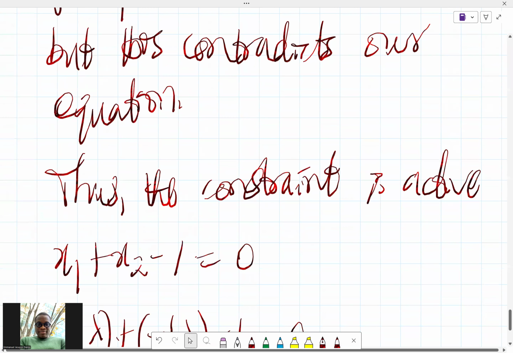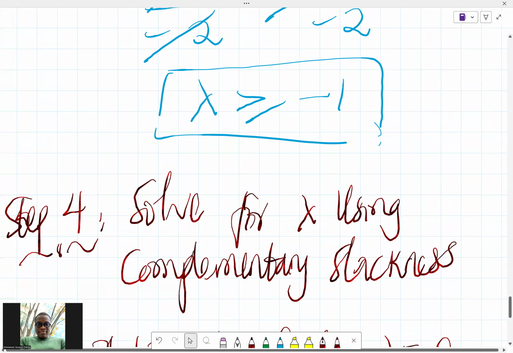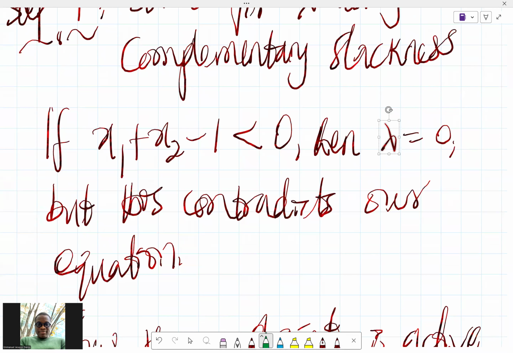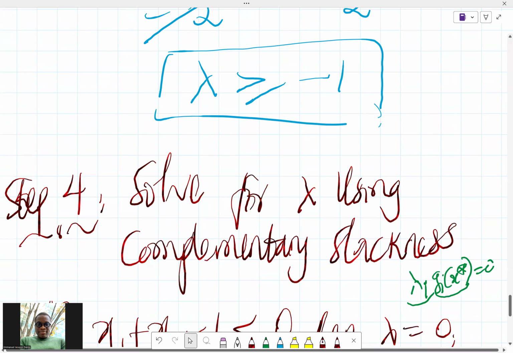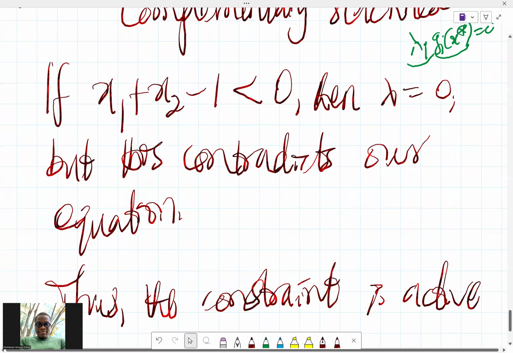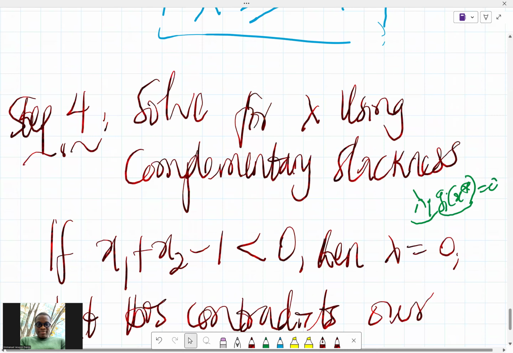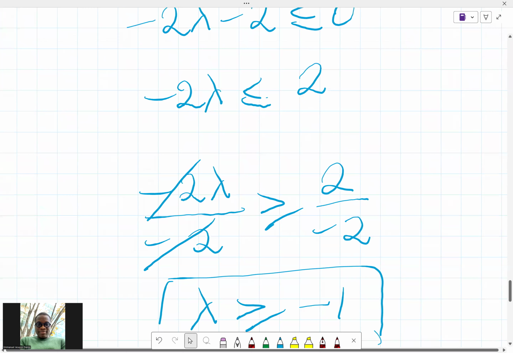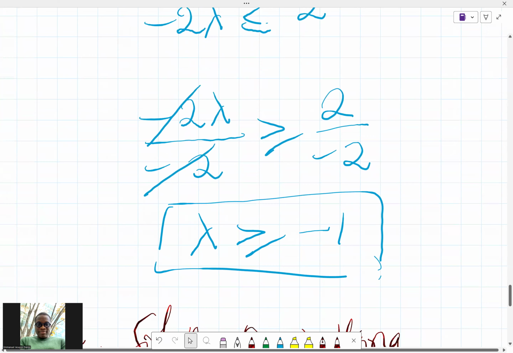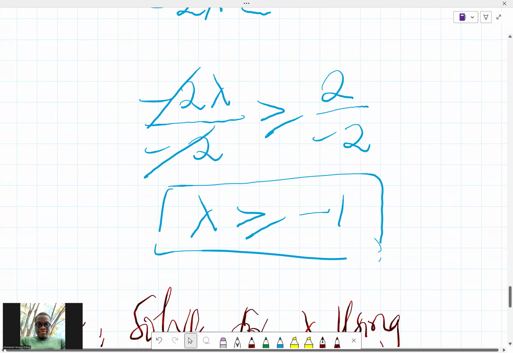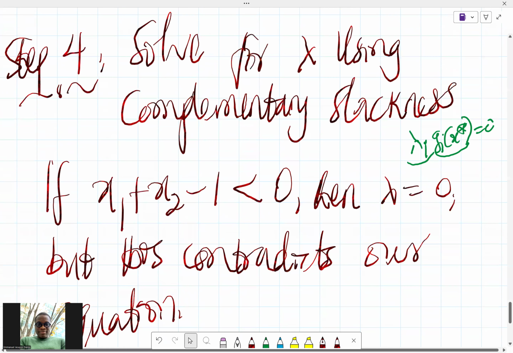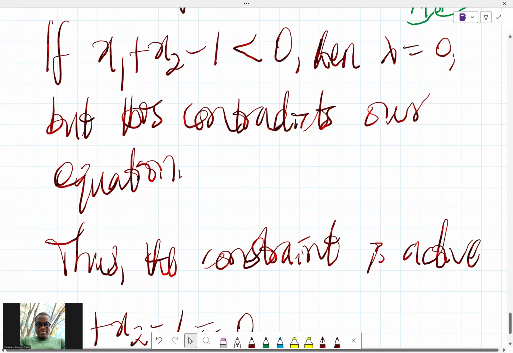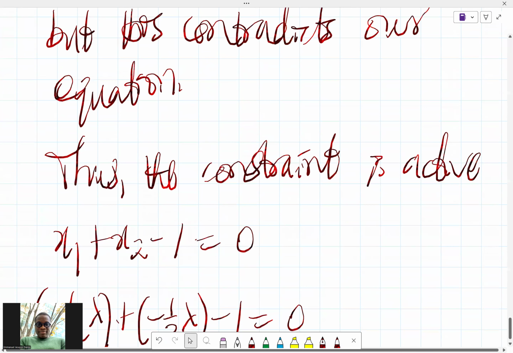Now, already here we have ruled out the fact that lambda is equal to 0, because that's what complementary slackness tells us: you have lambda_i g_i(x*) equal to 0, which means either this is 0 or this is 0. But from what you have seen, lambda is greater than or equal to -1. Looking at the condition of the constraint now, if the constraint was less than 0, that means lambda would be greater than -1, and so it's possible that lambda is 0. But actually this contradicts our equation. So we can say then that the constraint is active, which means that x1 plus x2 is 1.